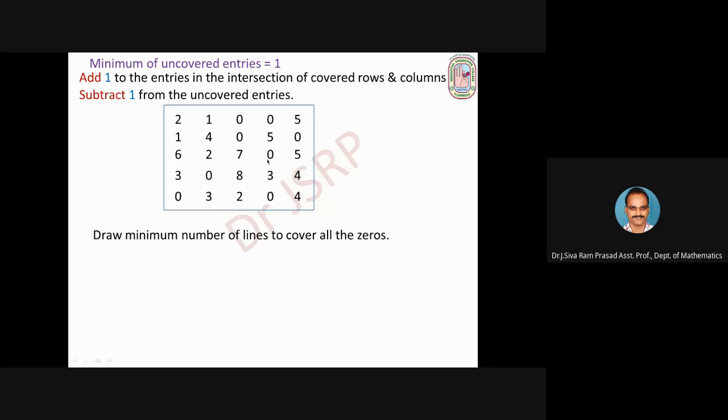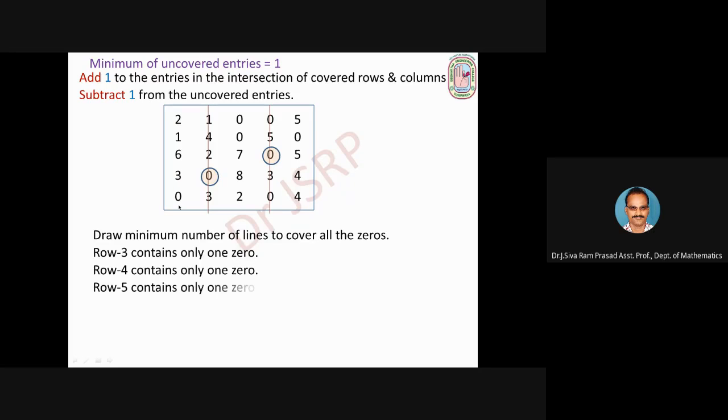The third row has only 1 zero. So row 3 contains only 1 zero. Circle that 0 and fix the column, that is, cross off column 4. Next, the fourth row contains only 1 zero. Circle that 0 and fix the column, that is, cross off column 2. Next, row 5 contains only 1 zero. Circle that 0 and fix the column, that is, cross off column 1.